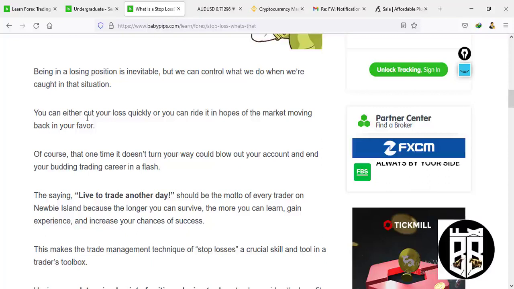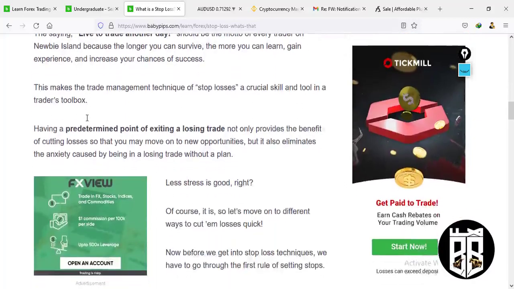So the saying "live to trade another day" should be the motto of every trader on Newbie Island, because the longer you can survive, the more you can learn, gain experience, and increase your chances of success. This makes the trade management technique of stop losses a very crucial skill and a tool in every trader's toolbox. Having a predetermined point of exiting a losing trade not only provides the benefit of cutting losses so that you can move on to new opportunities, but it also eliminates the anxiety caused by being in a losing trade without a plan. So less stress is good, right?